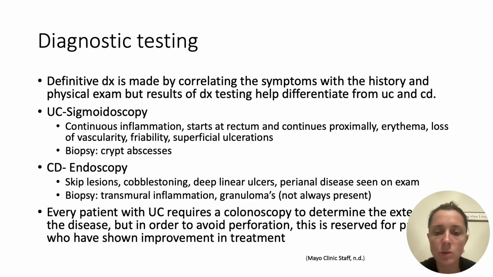With Crohn's disease, it will be a full endoscopy. You'll see skip lesions, cobblestoning, deep linear ulcers, and perianal disease can be seen on the exam too. And then for that biopsy, again, it's going to be transmural inflammation, and the granulomas may be present. Every patient with ulcerative colitis requires a colonoscopy to determine the extent of the disease, but in order to avoid perforation, this is reserved for patients who have shown improvement in their treatment.